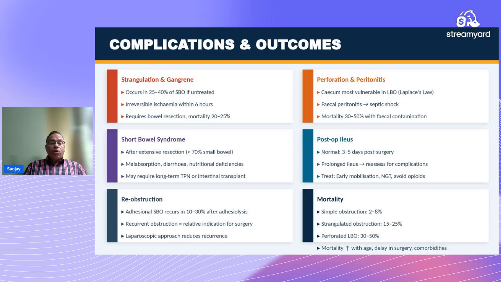Short bowel syndrome. If there is an extensive resection where more than 70% of small bowel is excised because of ischemic necrosis, then this would lead to what is known as short bowel syndrome, where there would be malabsorption, diarrhea, and different types of nutritional deficiencies. And such a patient may require long-term total parenteral nutrition or even an intestinal transplant.